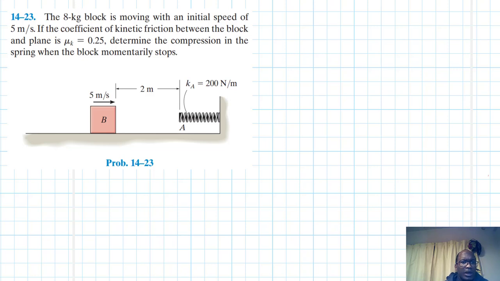So we do have some kinetic friction there. So let's draw the free body diagram. We have the weight, and then we have the normal force, and we have the friction force. So this is the normal force, and this is the friction force, and this is the weight.